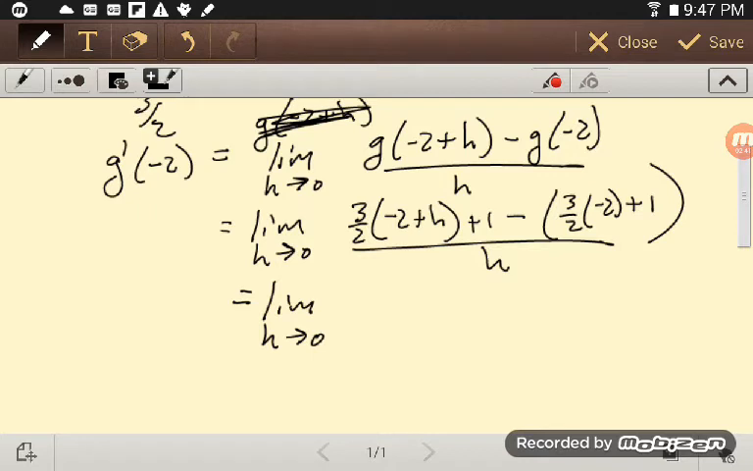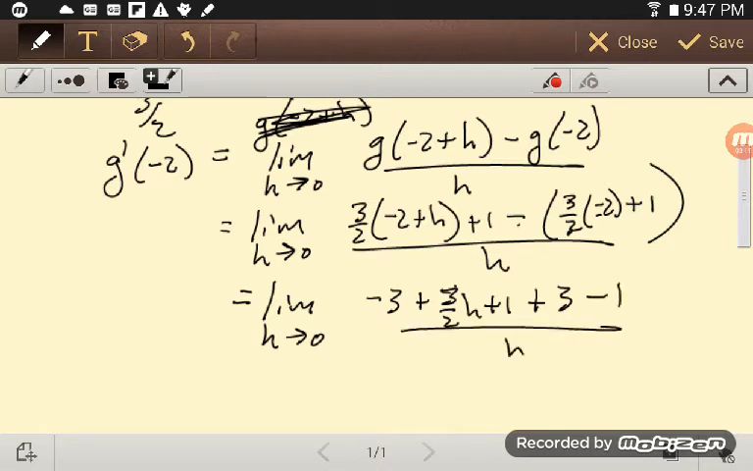Now I just multiply through everything on the top. I get a -3 plus a positive 3/2 h plus 1. And then now, careful on negatives, we get a plus 3 from the 3 over 2 times -2, and a negative out here, and then a -1 all over h. Now the 3's disappear, the 1's disappear.